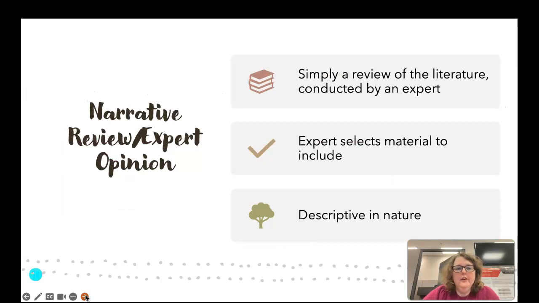We also have narrative review and expert opinion. This is simply a review of the literature without standardized methods conducted by an expert. The expert selects material to include, and it's descriptive in nature.